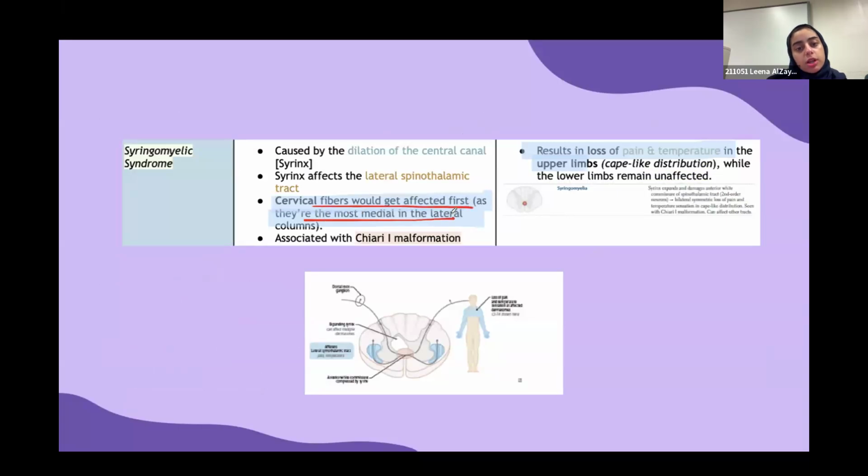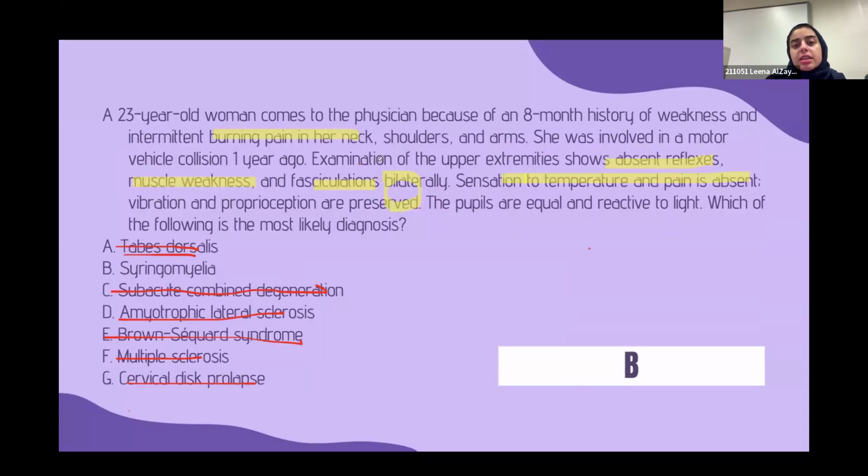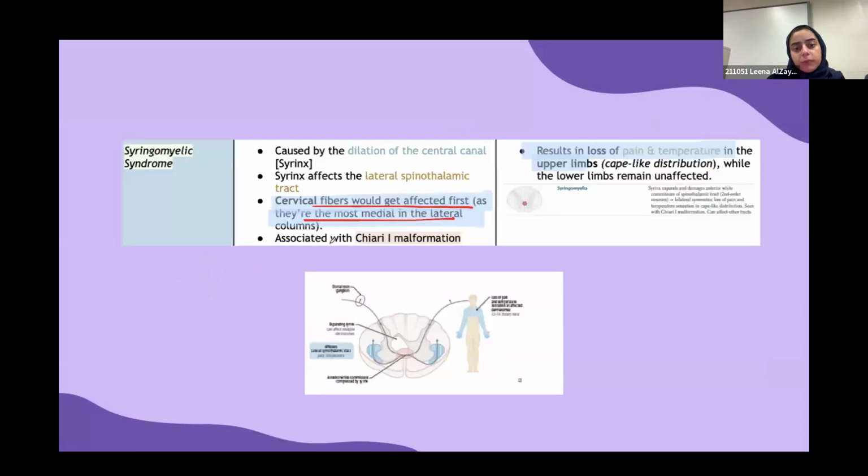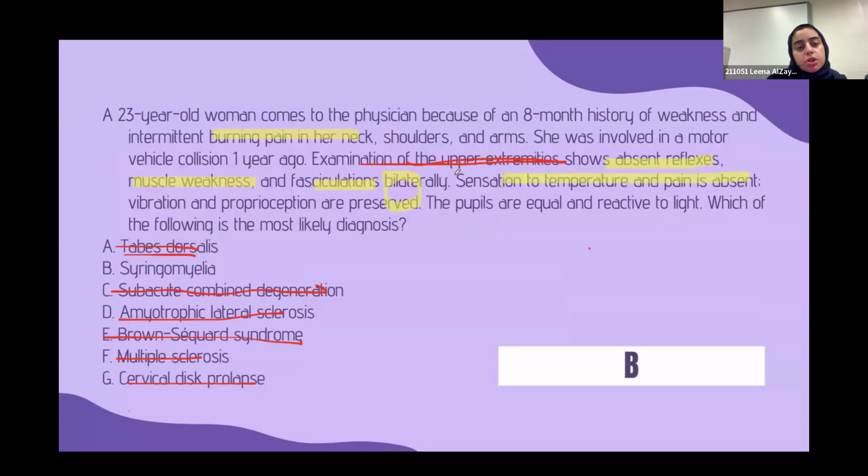They are most medial to lateral. And I think over here, they said upper extremities are involved. They didn't say lower. Lower are completely fine. So cervical are affected. You have loss of pain and temperature of the upper limb, while the lower limb is not affected, and you have an effect on the lateral spinothalamic tract, which is pain and temperature reduction.